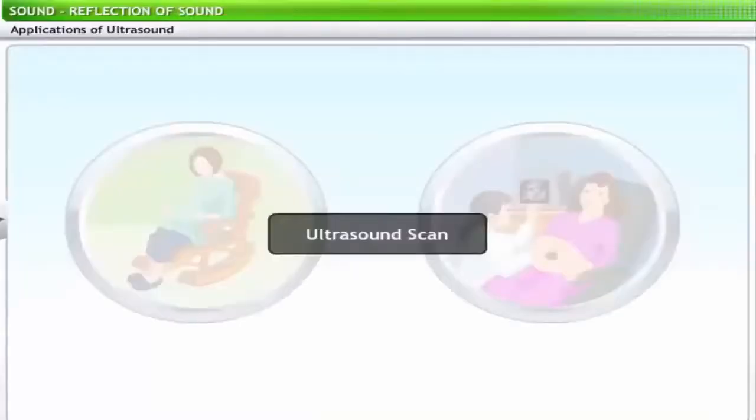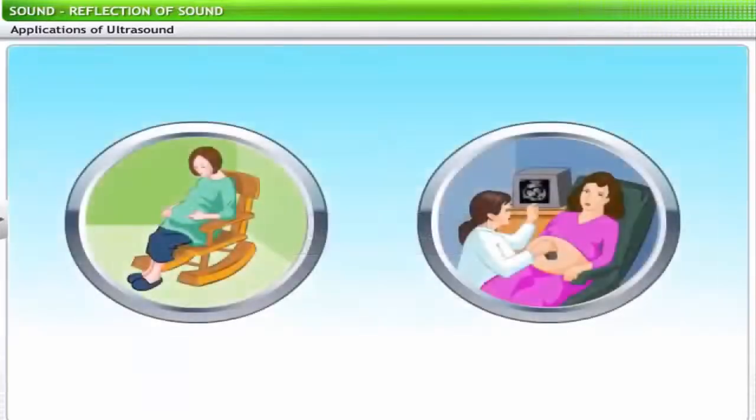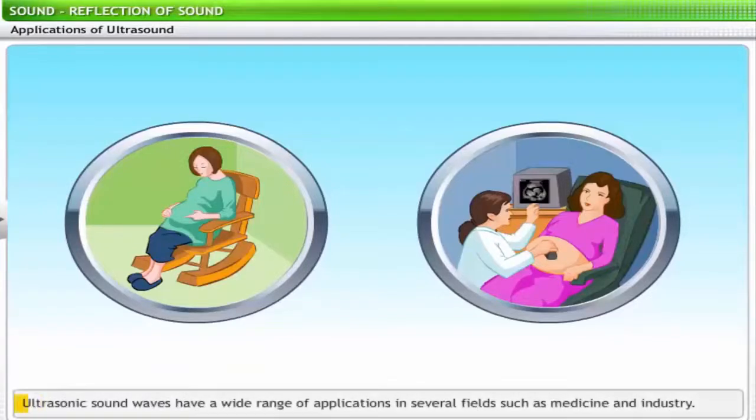What does the word ultrasound remind you of? Yes, it commonly refers to an ultrasound scan that helps check on the health of a baby in a womb. Ultrasound scanners enable us to obtain images of internal organs of the human body. Even though we cannot hear them with our naked ears, ultrasonic sound waves have a wide range of applications in several fields, such as medicine and industry.